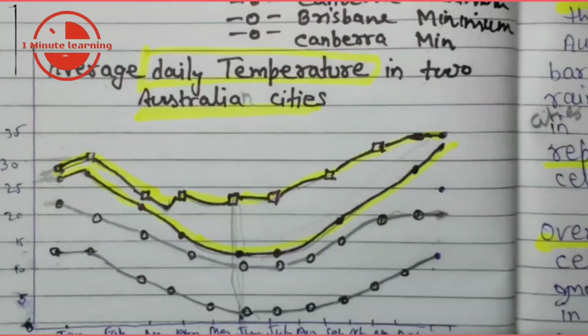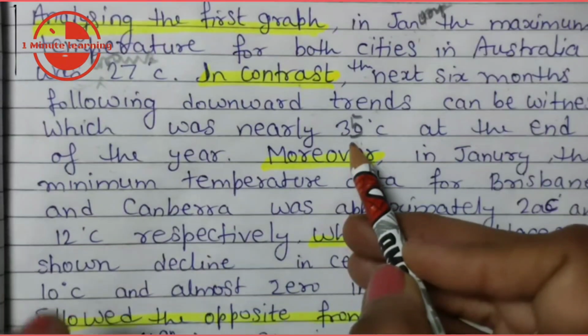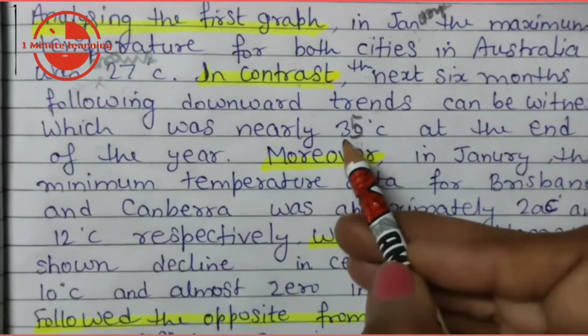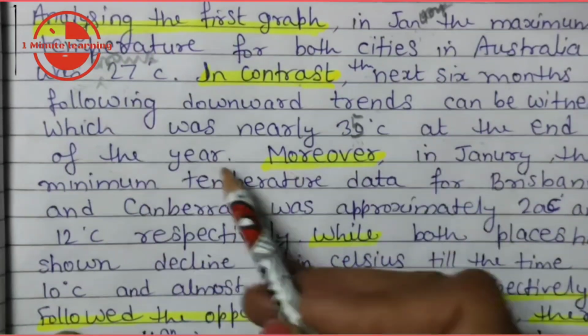No, it is around 35. So I have written wrong. If you write wrong information, wrong data, then also it will cut marks. Was nearly 35 degree at the end of the year.